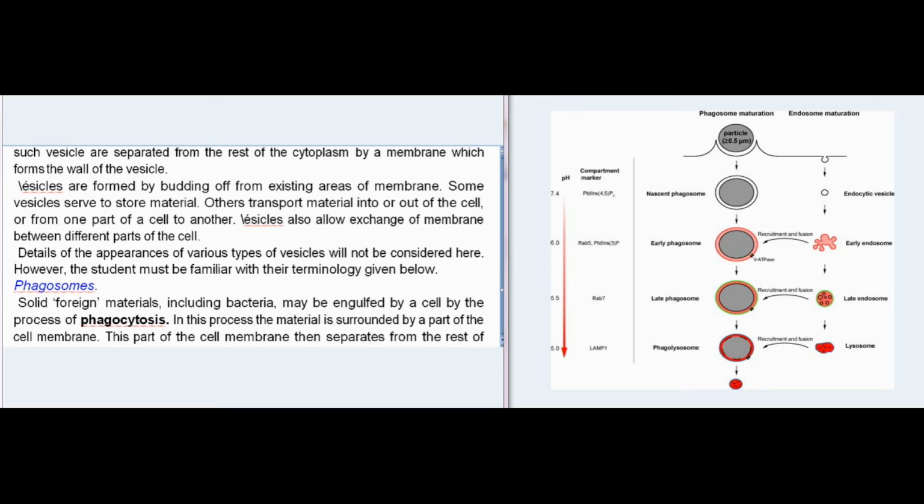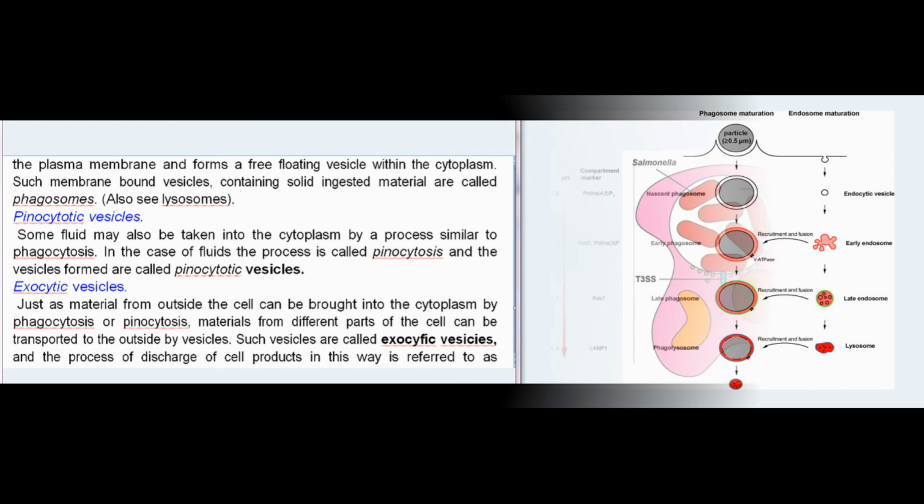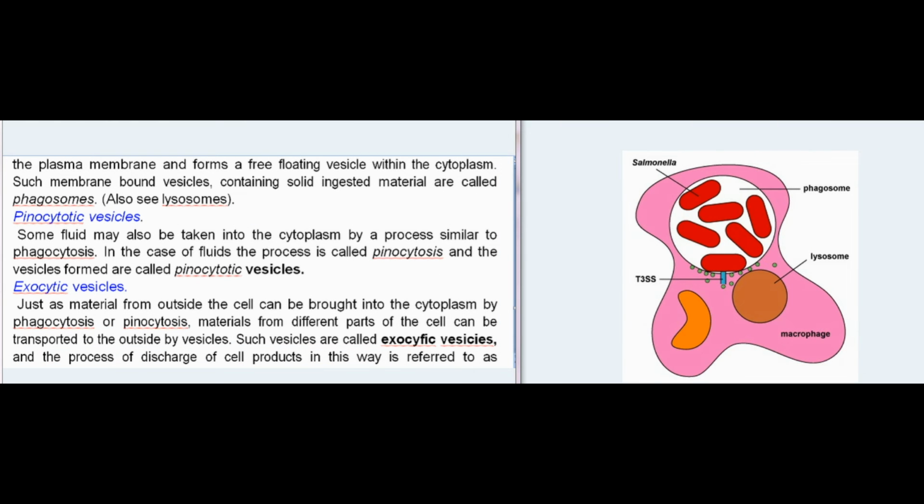Phagosomes. Solid foreign materials, including bacteria, may be engulfed by a cell by the process of phagocytosis. In this process the material is surrounded by a part of the cell membrane. This part of the cell membrane then separates from the rest of the plasma membrane and forms a free-floating vesicle within the cytoplasm. Such membrane-bound vesicles, containing solid ingested material, are called phagosomes. Also see lysosomes.